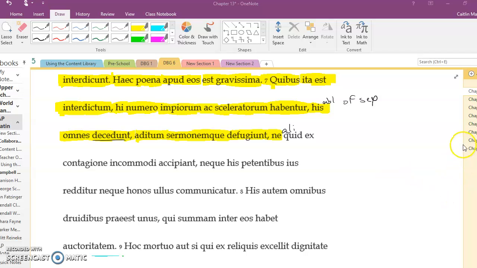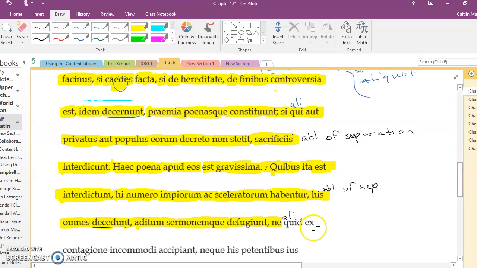Alright, recapping here. Picking up at the ne quid, just like the si qui a few lines above it, right? So we're talking about the druids and the things that they decernunt and constituunt. And we said this qui here after si, ne, num always goes away.